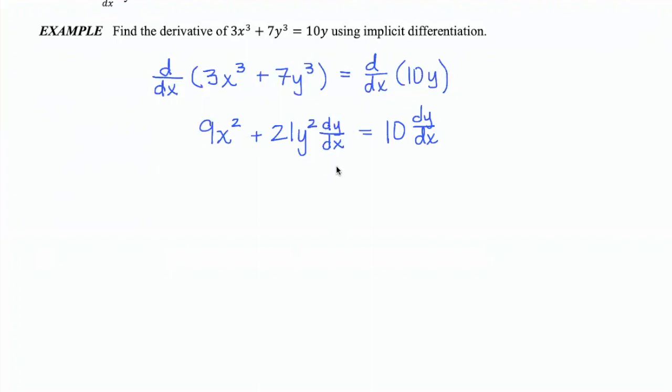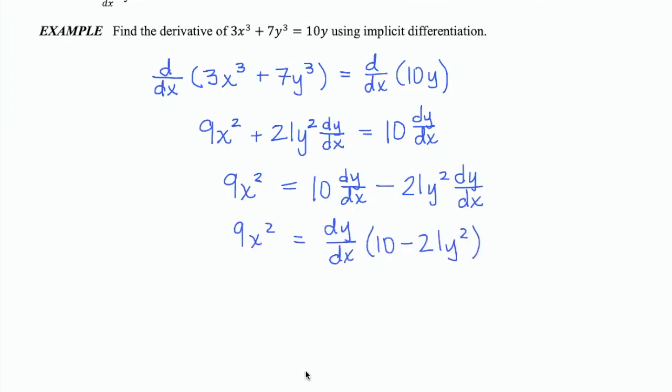So the first thing you'd want to do is gather them all on one side. I'm going to leave the 9x squared on the left side of my equation. I'm going to move the 21y squared dy/dx by subtracting it on both sides. So on the right, I will keep the term 10 dy/dx, and I'll subtract 21y squared dy/dx. When you change what side of the equal sign a term is on, you change its sign. Now I'm going to factor that dy/dx from both terms on the right. That would look like that.